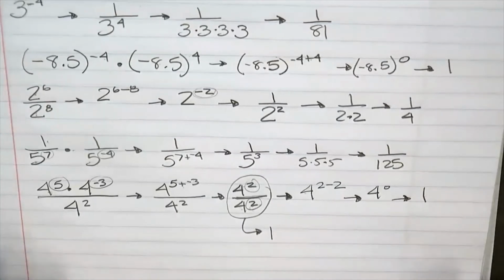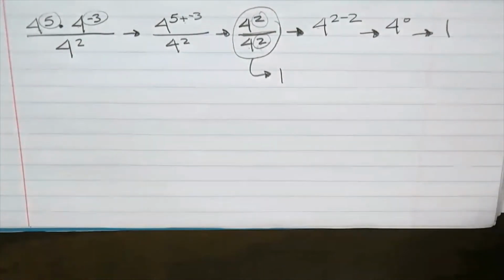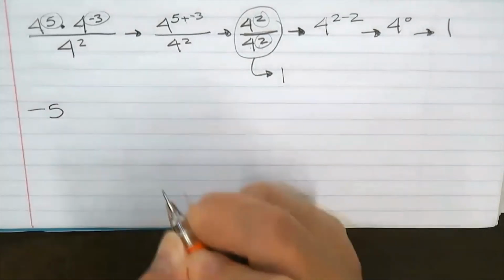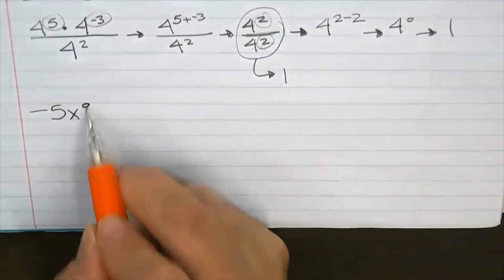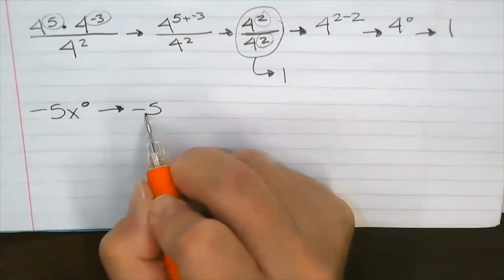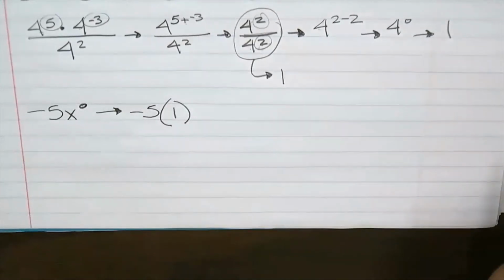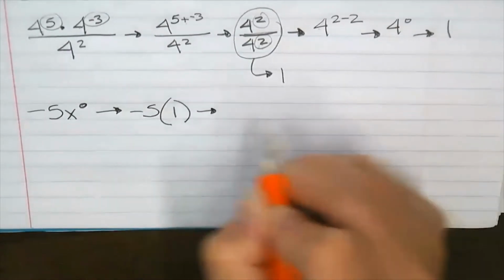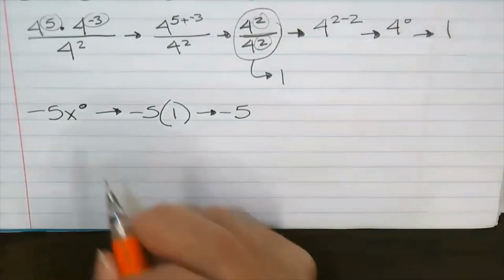Okay, I've got a couple more examples. Let's take a look at this one. Negative 5 times x to the 0 power. Negative 5 times anything to the 0 power is 1, so negative 5 times 1 is negative 5.